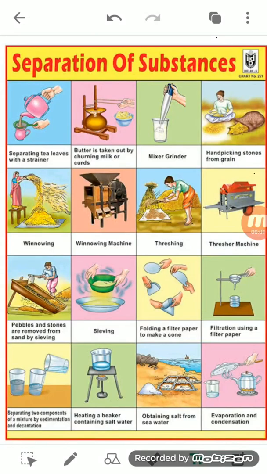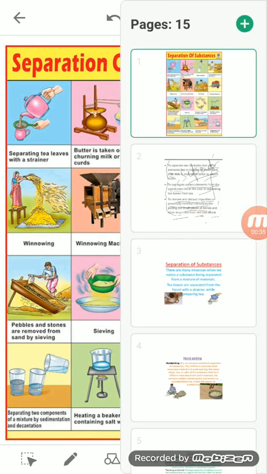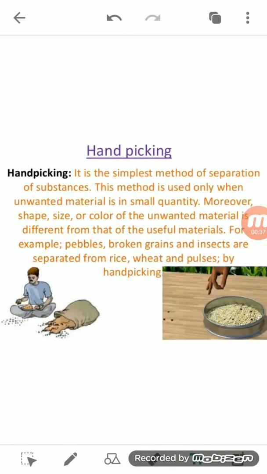Now we will come to the different methods of separation of different substances. The different methods of separation are hand picking, winnowing, sieving, magnetic separation, sedimentation, decantation, loading, filtration, evaporation, sublimation, distillation, churning. These are all the common methods of separation. So we will start with the first method, that is hand picking.